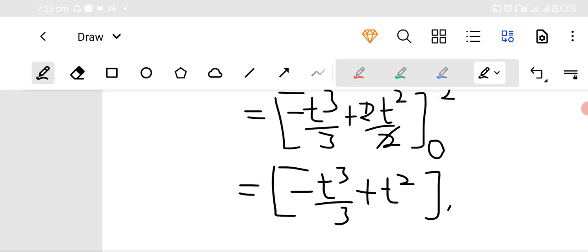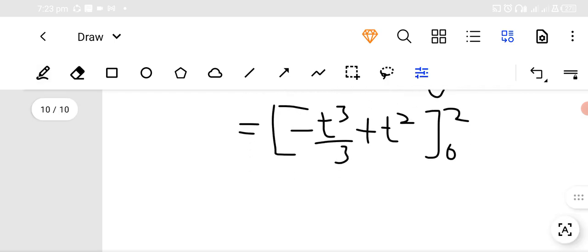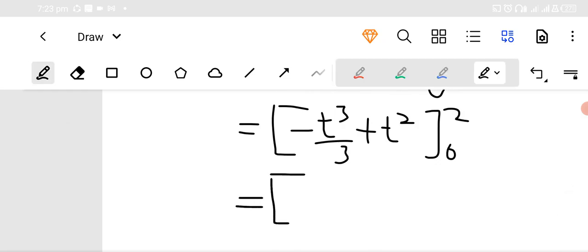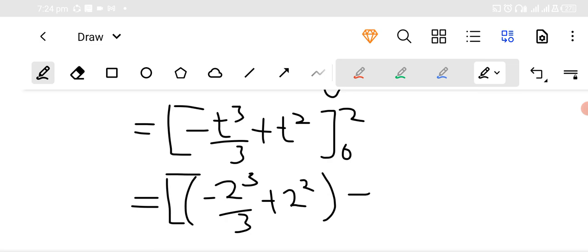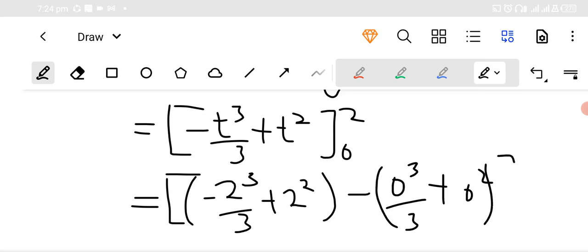Taking the integral from 0 to 2, this will be equal to negative 2 cubed. We are only cubing the 2, but there's a negative sign in front. Okay, I hope that makes sense. Then plus 2 squared, then minus, you can just write it accordingly. I wanted to say minus 0, but let's just show the working. That gives us 0 cubed divided by 3 plus 0 squared. This is unnecessary, but you can write it.